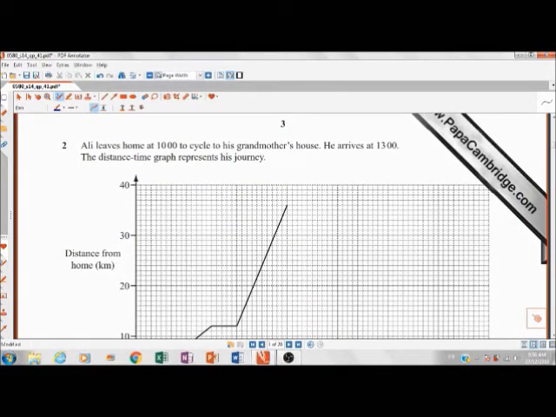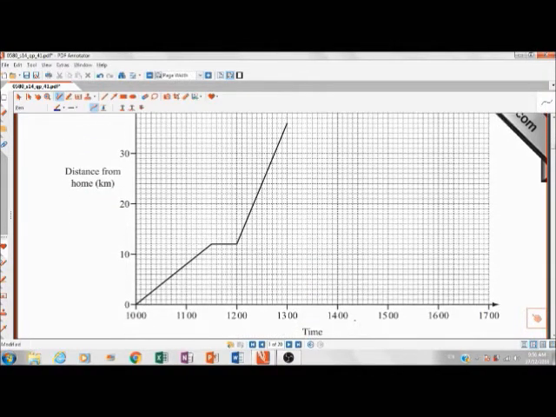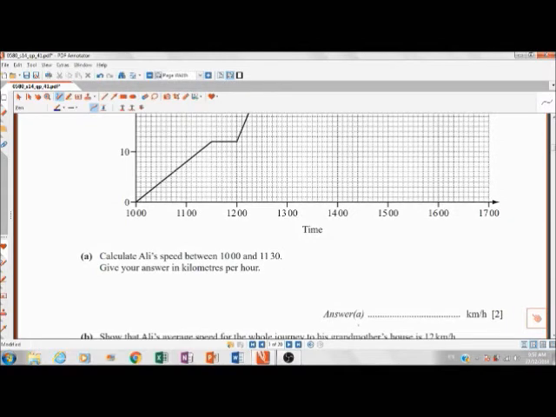On to the next question. Ali leaves home at 10 to cycle to grandma's house. Here is the distance graph. Alright, this is a distance time graph. Calculate Ali's speed between 10 and 11:30. Give your answer in kilometers per hour.